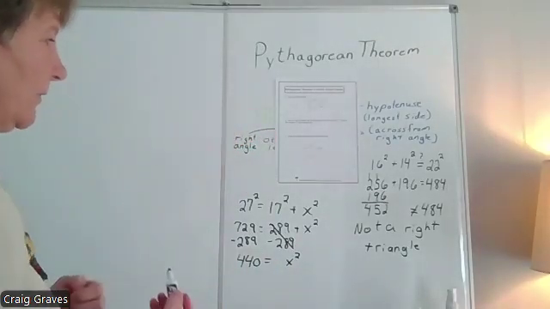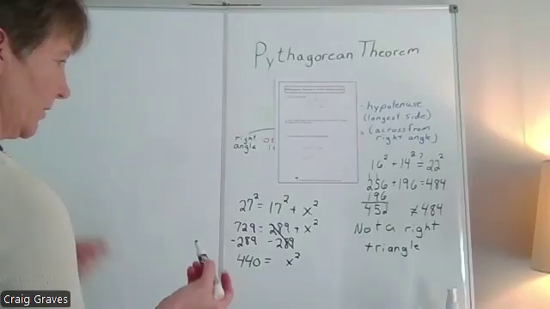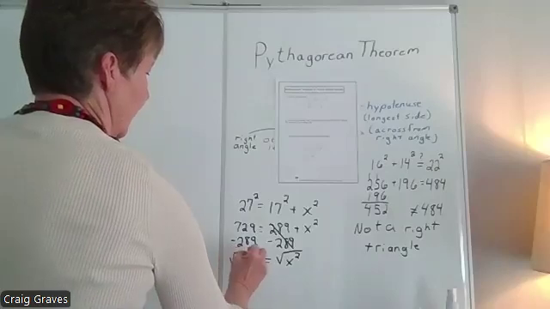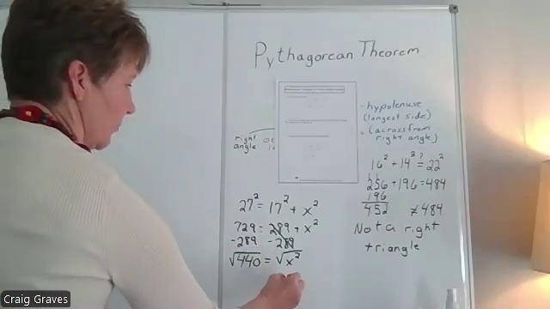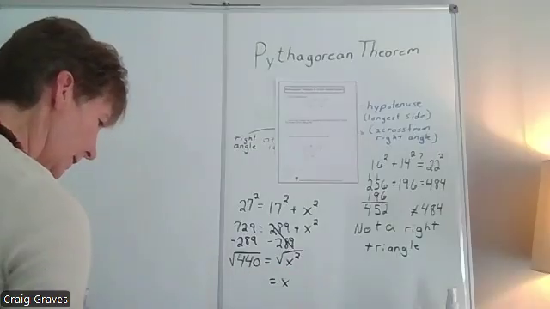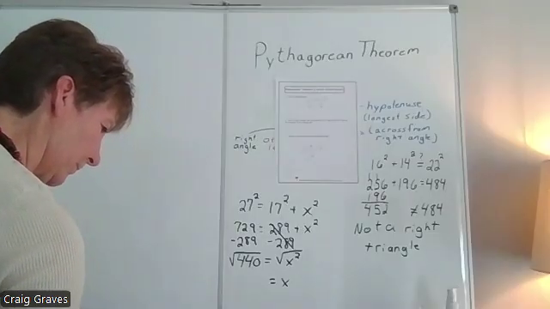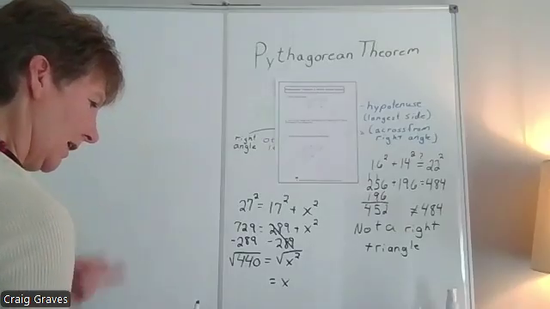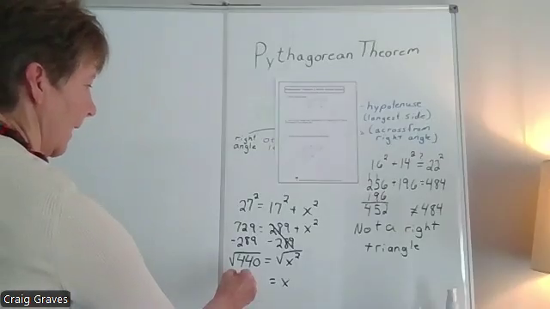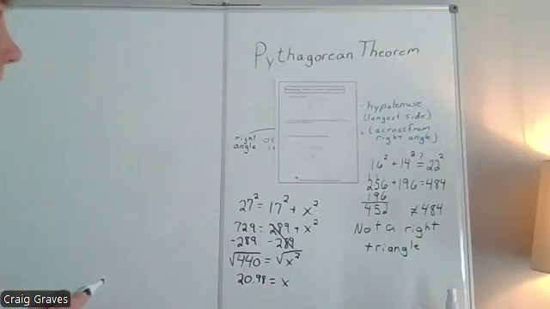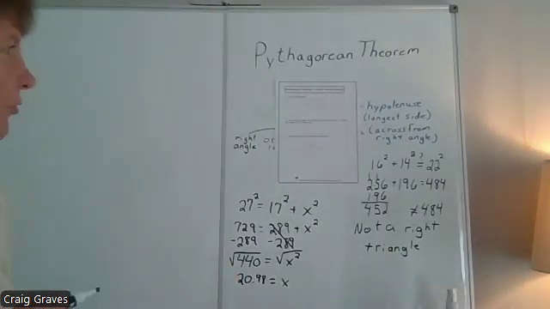So the unknown side of the triangle squared is 440. To find out what it is, undo squared, we do square root. So we need to take the square root there. So this will give us x. And what is the square root of 440? It's about 20.98. So the other side of the triangle that has a hypotenuse of 27 and one leg is 17, the other leg would be 20.98.